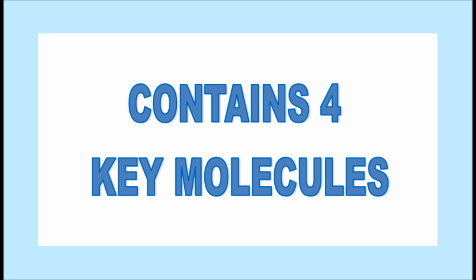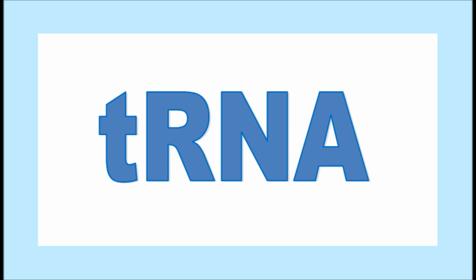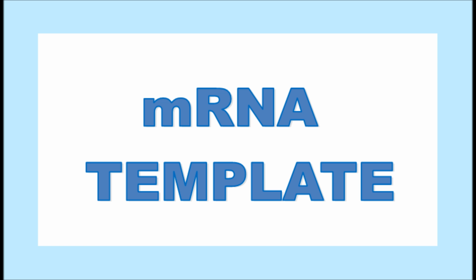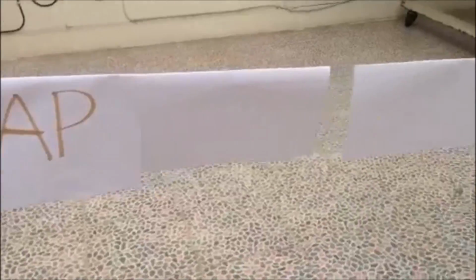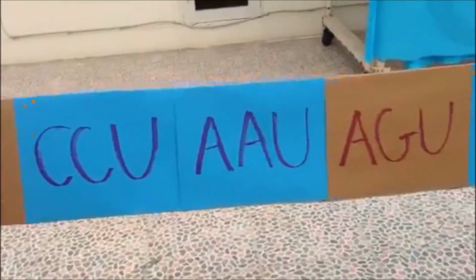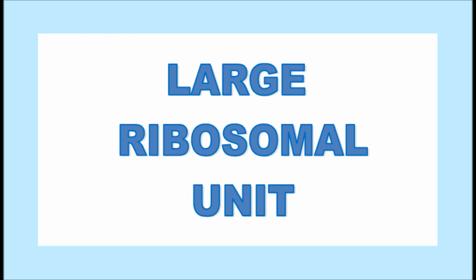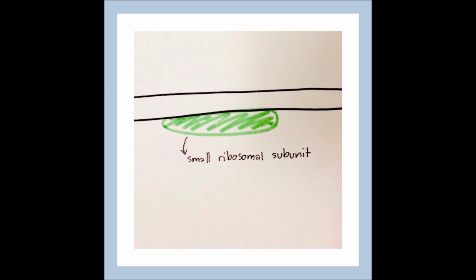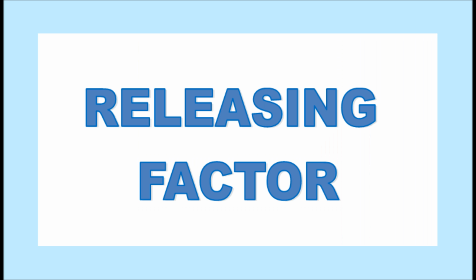This translation process contains five key molecules. First, the tRNA. Second, the mRNA template. Third, the large ribosomal unit. Fourth, the small ribosomal unit. And fifth, the releasing factor.